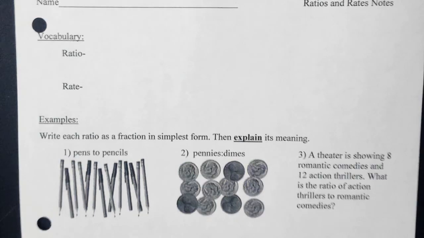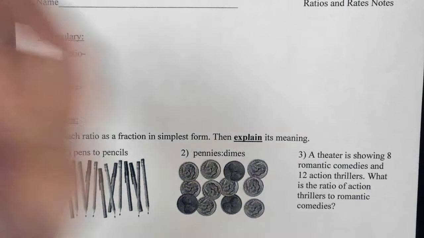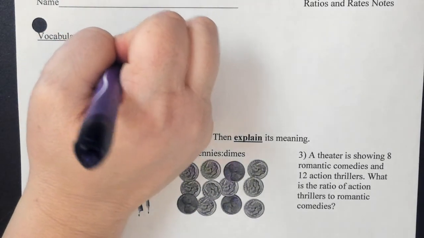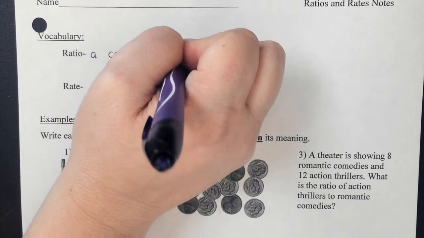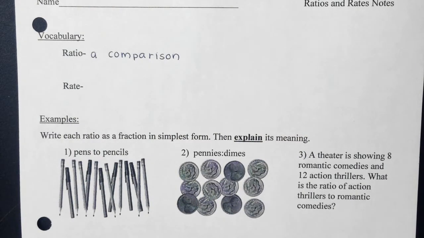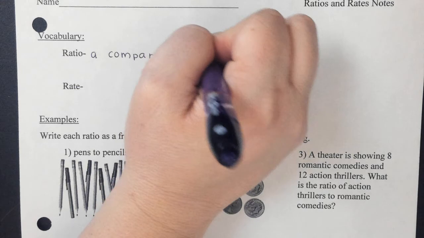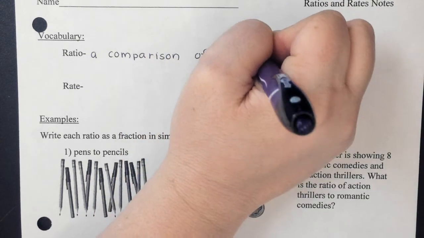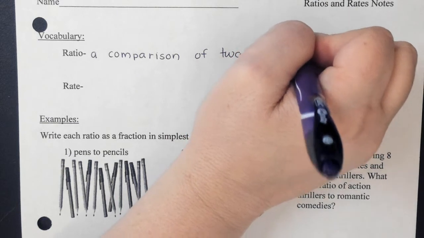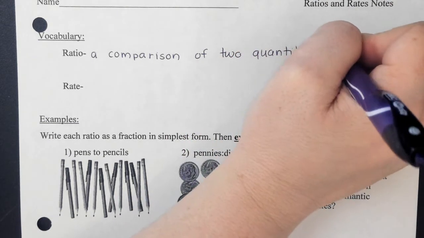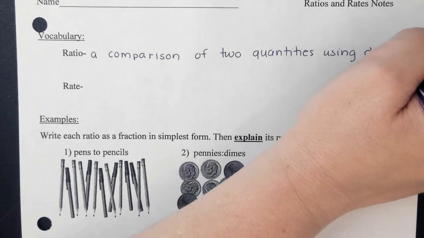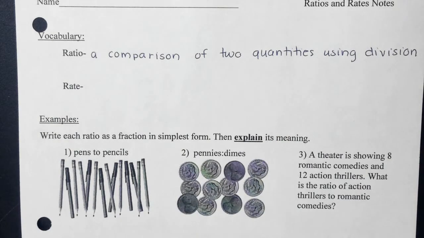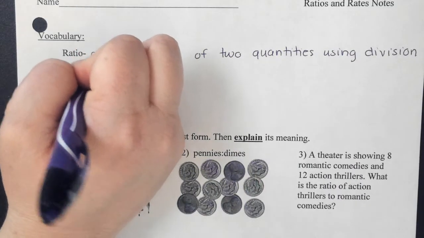So when we're doing ratio and rates, the reason we have to write out a sentence is because a ratio is a comparison. And if I'm comparing two things, you gotta explain what you're doing. So it's a comparison. Did I spell that right? Yes. It's a comparison of two quantities using division. The comparison of two quantities using division. And there's a bunch of different ways to write out ratios. I'm going to give you some examples.